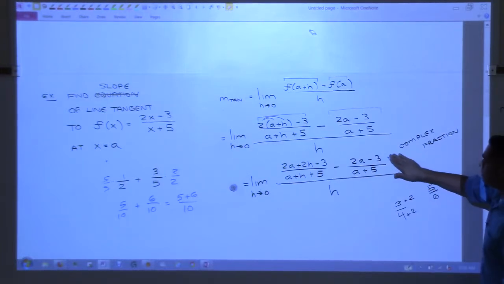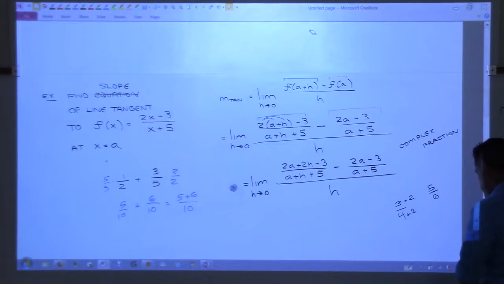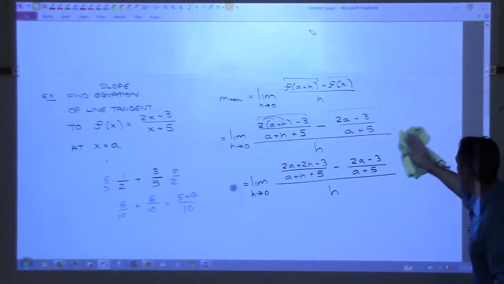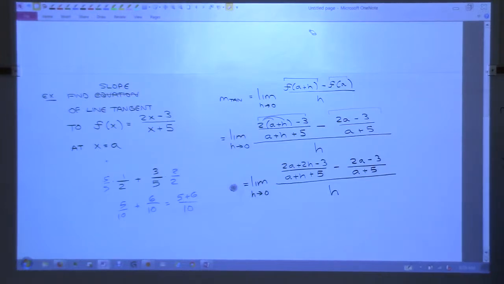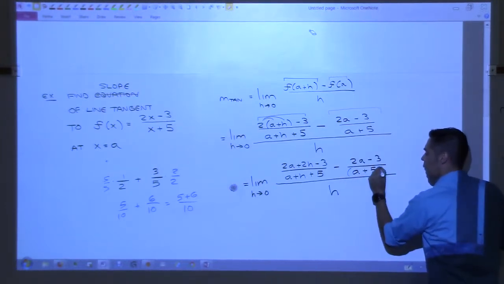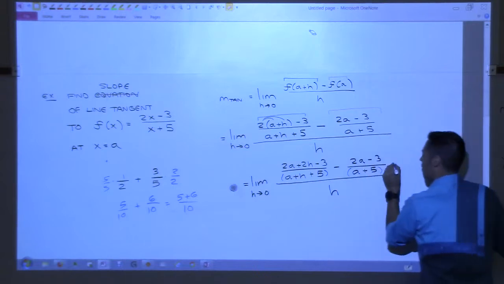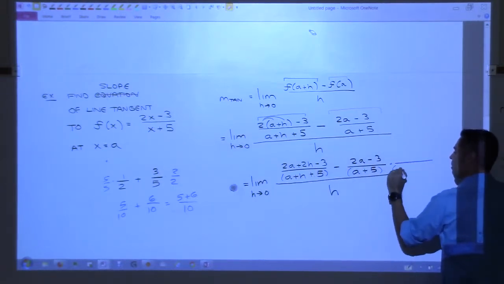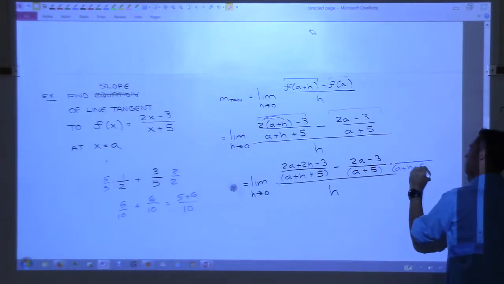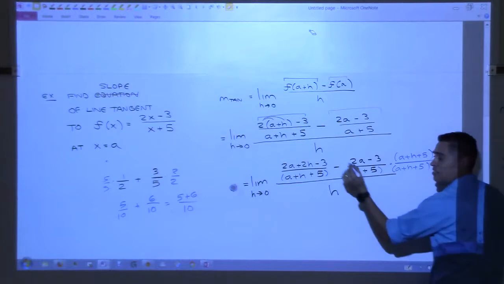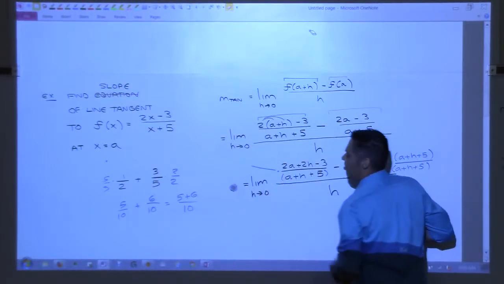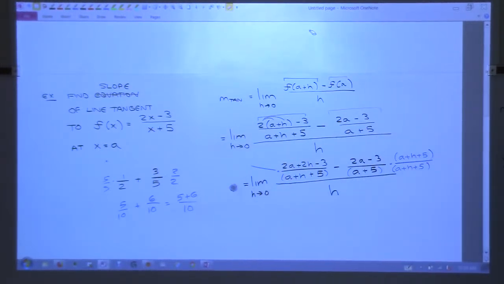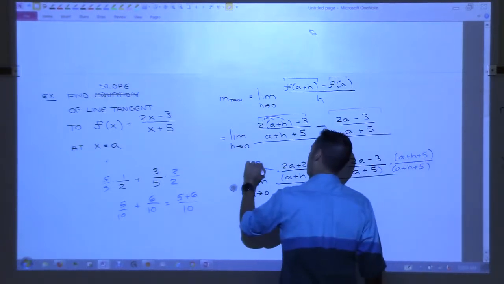I can only multiply. So unfortunately for you and every calculus student, you have to actually multiply this by whatever the other one is. A plus h plus 5 on the top and the bottom. And then this one, you have to multiply the top and bottom of that one by what? A plus 5. Yeah, a plus 5.